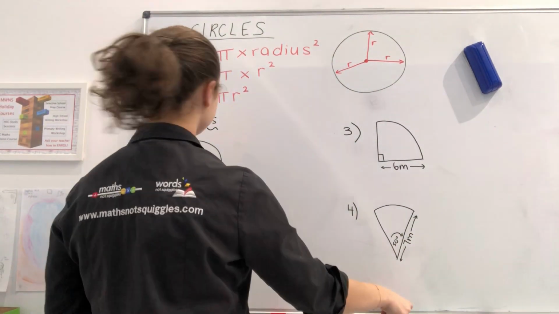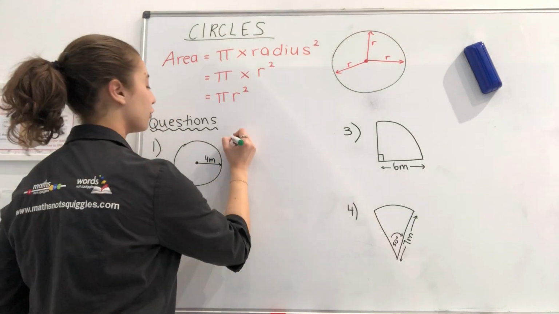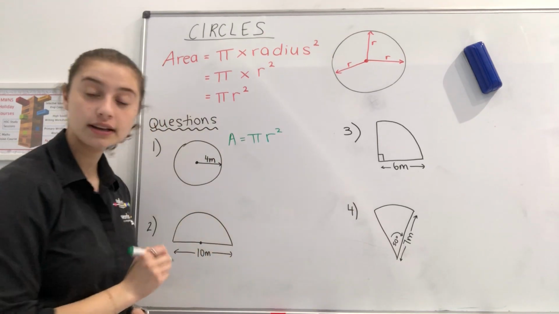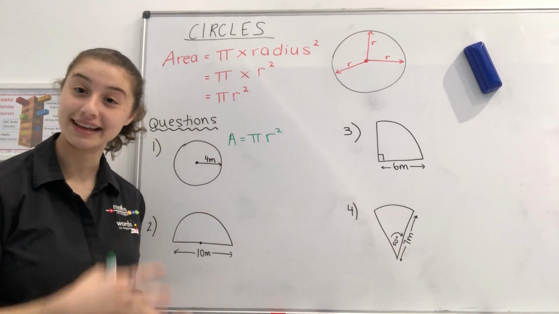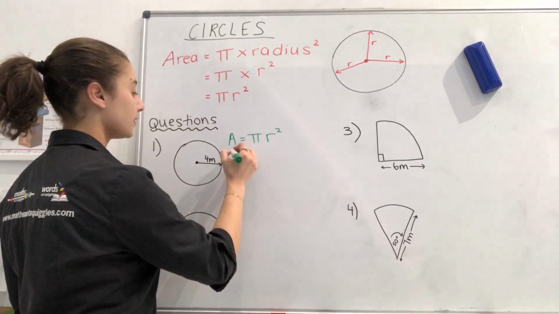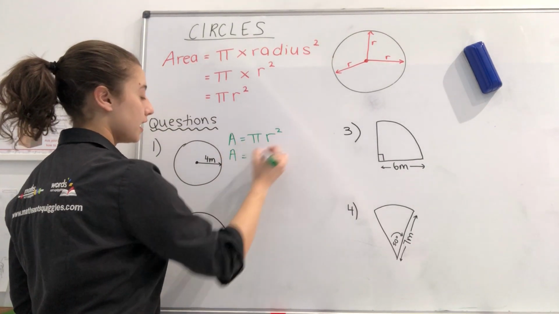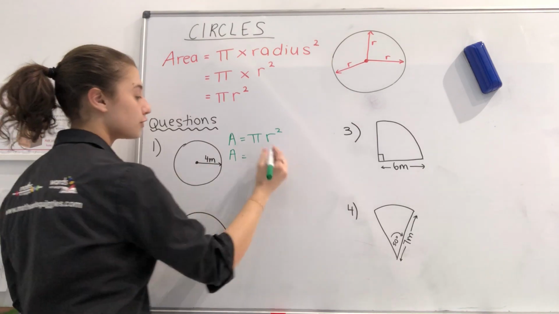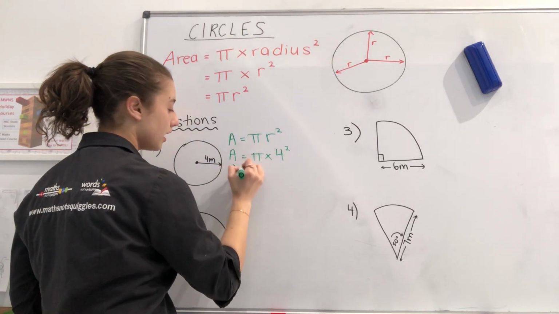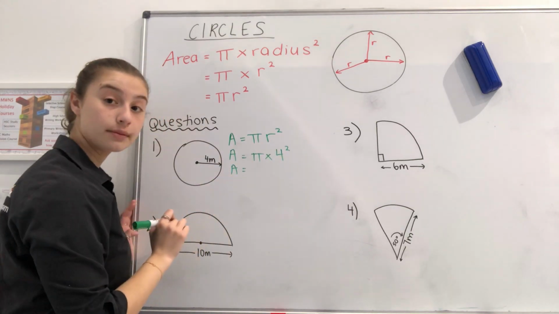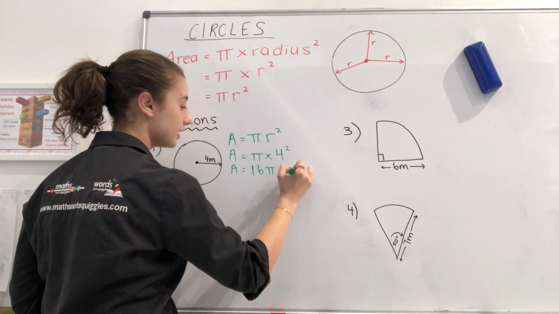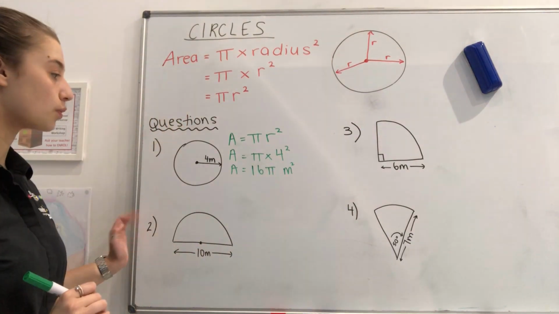So let's get started. When finding the area of a full circle, we always begin obviously by writing our formula, again to show our markers that you know what you're doing, and it's a great start and great practice. So area equals pi r squared. The radius in this instance is 4, so pi times 4 squared. Area equals 4 squared is 4 times 4, which is 16, so 16 pi. And we can write in our units, meters squared.